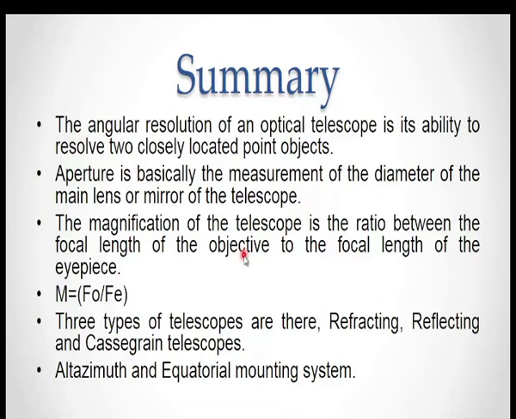Then there are three types of telescopes: the refracting telescope, the reflecting telescope and the Cassegrain telescope. Then there are two types of mounting systems, because telescope mounting is very important to locate celestial objects: alt azimuth and equatorial mounting systems.